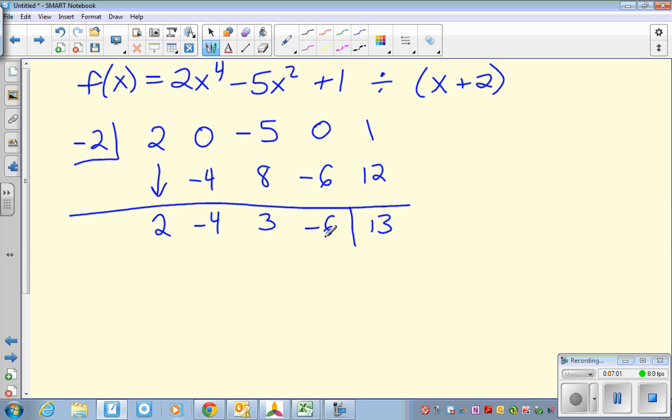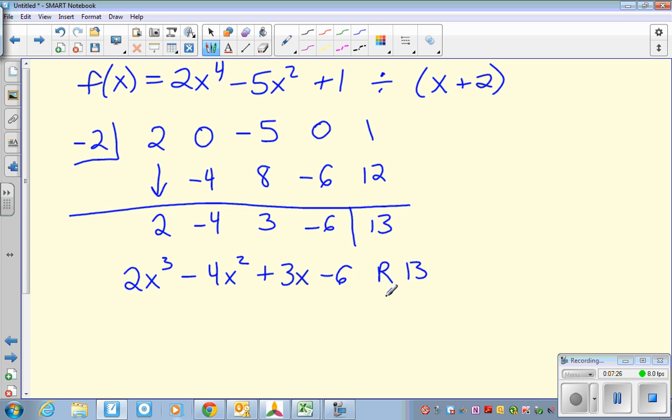Well, notice how many terms we have. And if we start with x to the 4th, our answer must start with x cubed. So the answer is 2x cubed minus 4x squared plus 3x minus 6 with a remainder of 13. So this is how you do synthetic division.